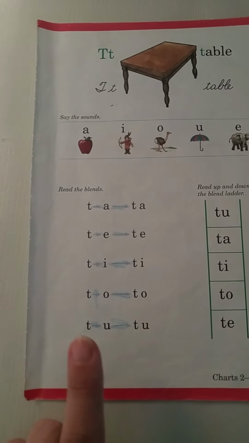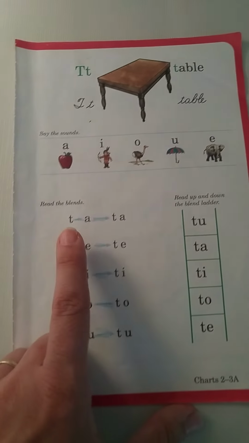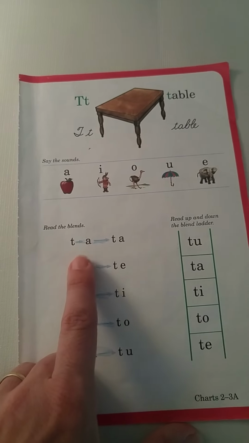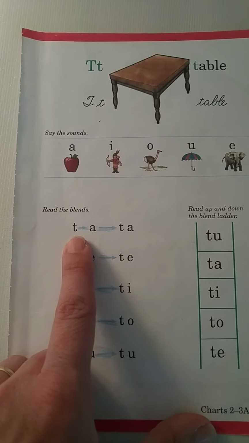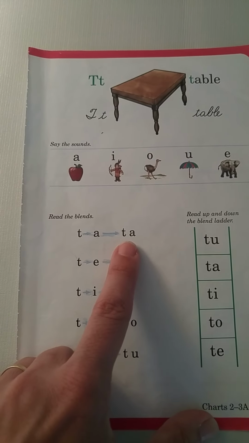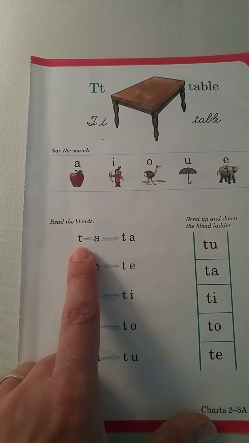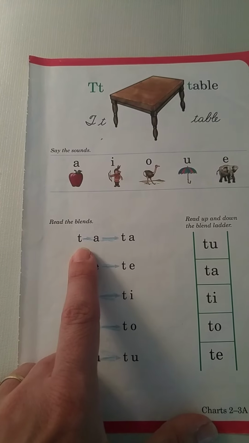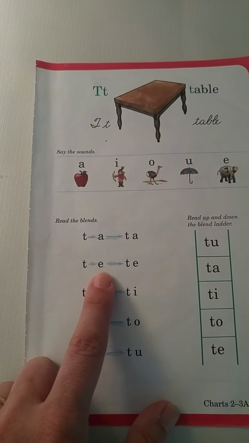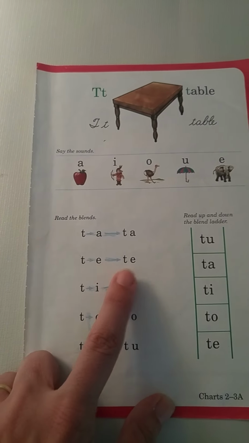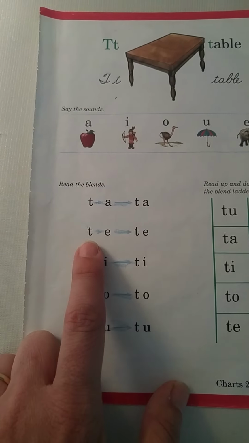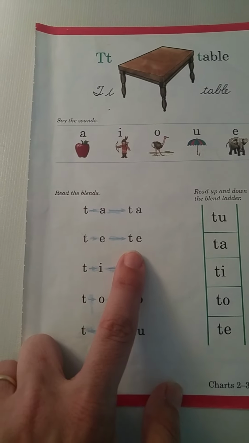And we're going to do the same thing that we did with our L blends. We're going to take the T sound and blend it with the A sound. So I'll say it, then you say it. T, a, ta. Now you say it with me. T, a, ta. T, e, te. T, e, te.